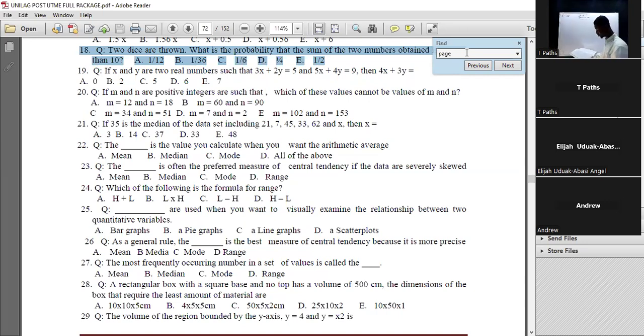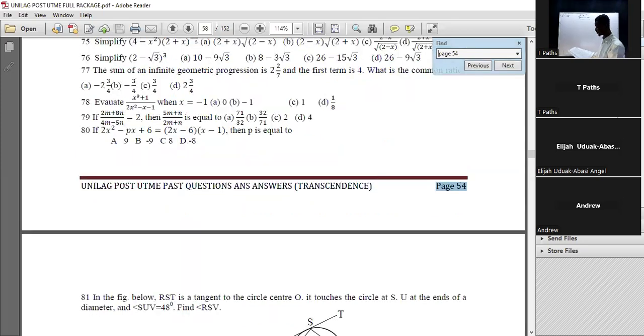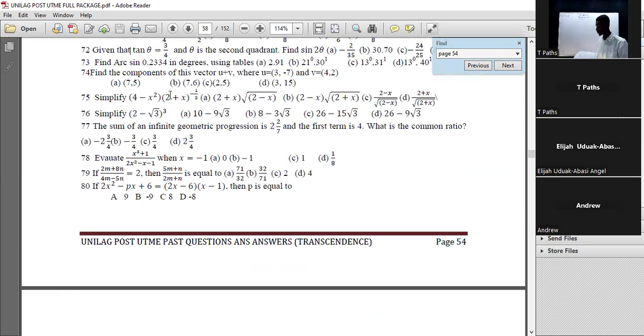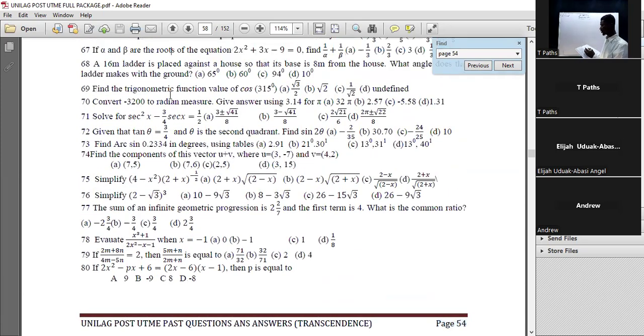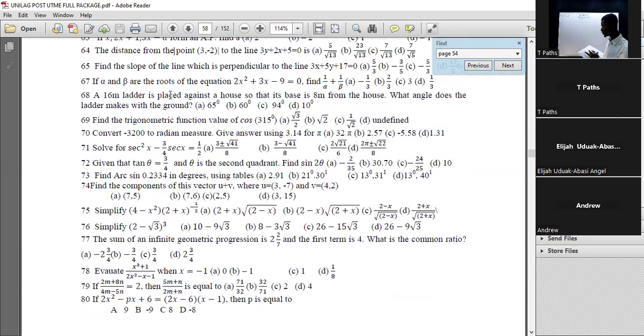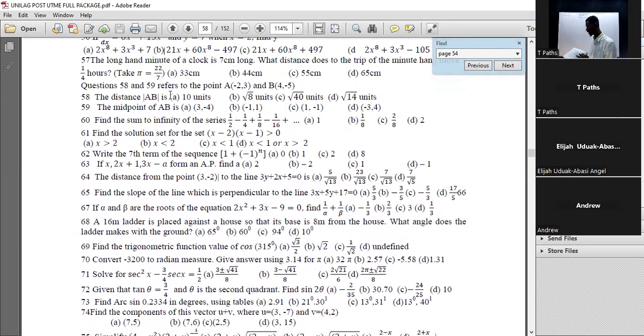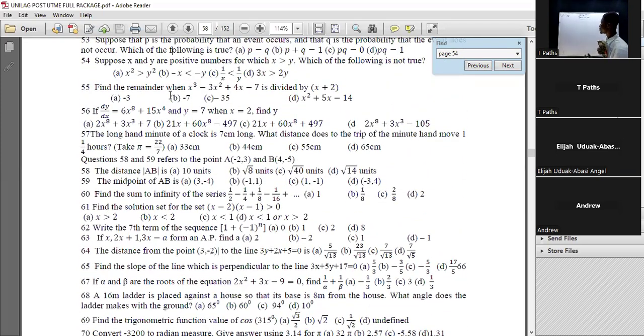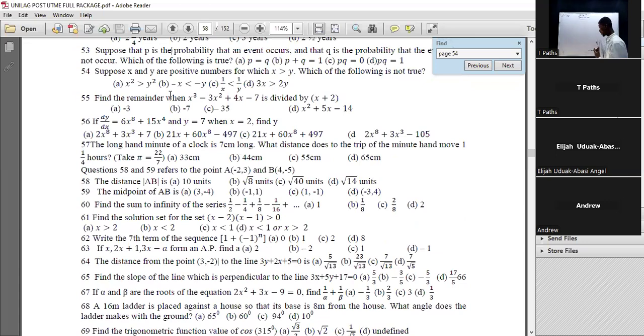Okay, let's take a look at another question. Page 54, question 53. Suppose that P is the probability that an event occurs, and Q is the probability that the event does not occur. Which of the following is true?